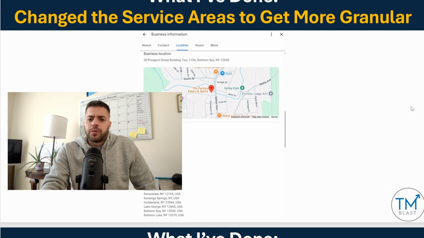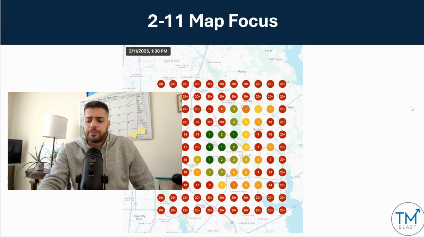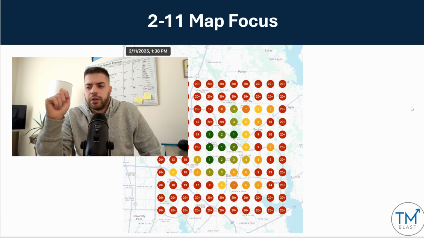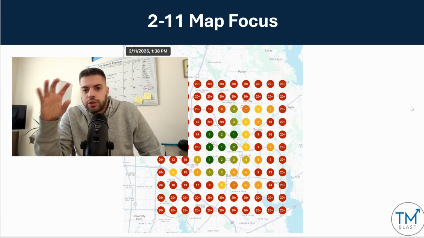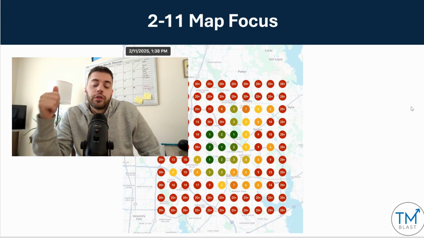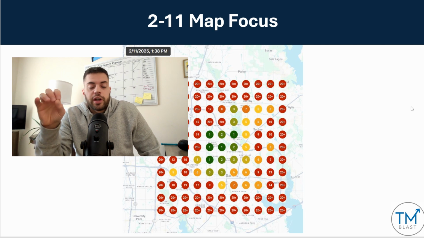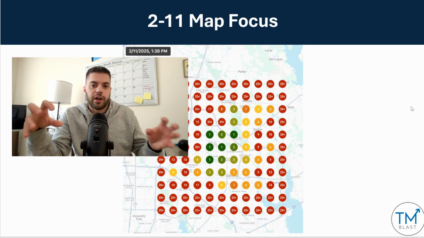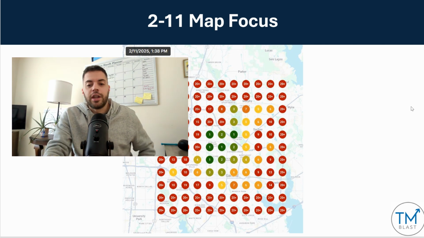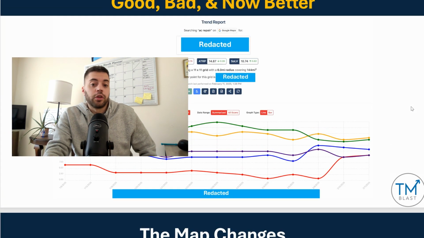But in summary, I'll go back up to the map. I think this is the most important thing. When you are running your scans within Local Falcon, really look at the map, look at the dots that you're able to flip. Look for ways you can include that within your Google My Business account. Again, description, updates, service areas. Make sure that you are really getting concentrated on those winnable areas. Then you can keep running the scans within Local Falcon.